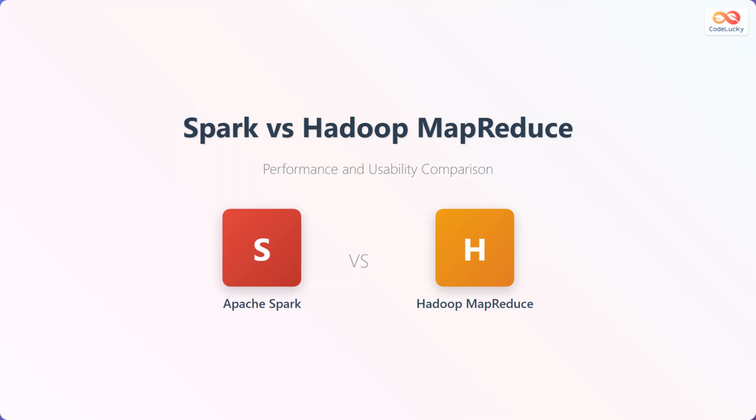In this video, we will compare Apache Spark and Hadoop MapReduce, two popular frameworks for big data processing. We will discuss their performance and usability, and help you understand when to use each one. On the left, we have the Spark logo represented by the letter S, and on the right, the Hadoop MapReduce logo represented by the letter H. In the center, we have versus written.